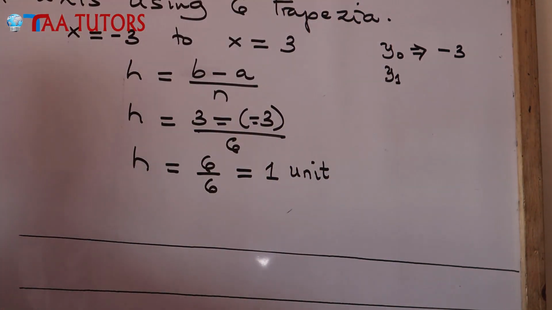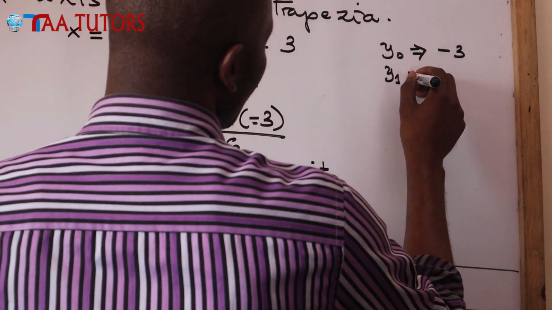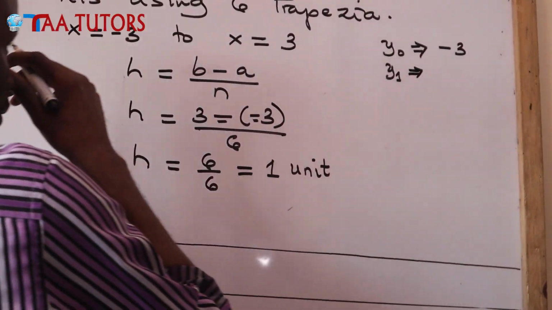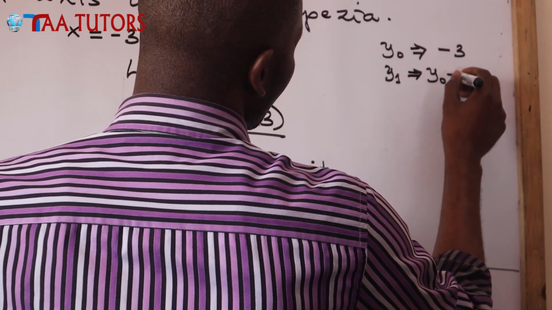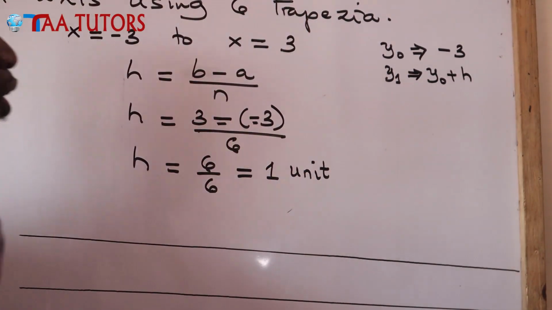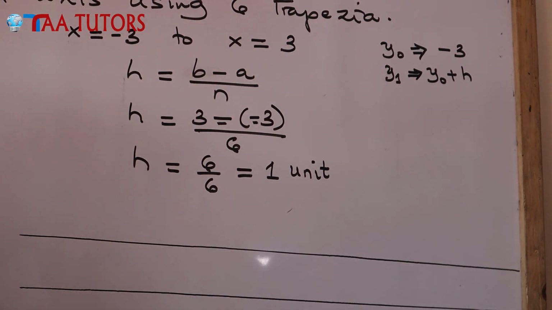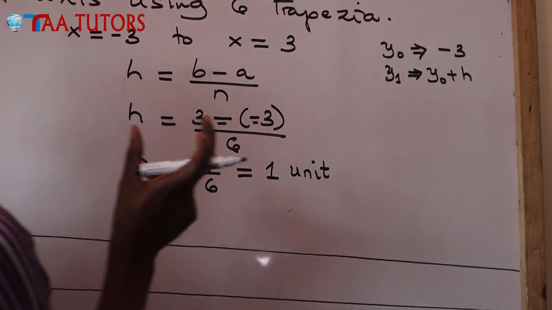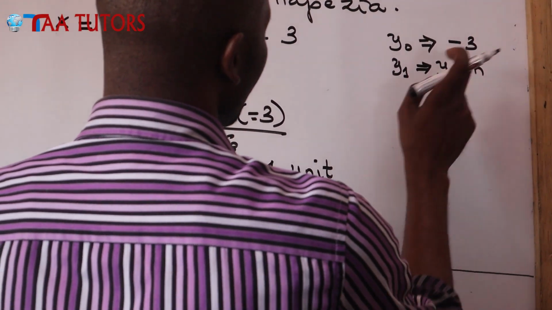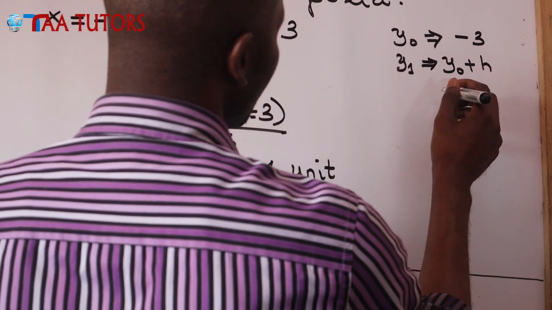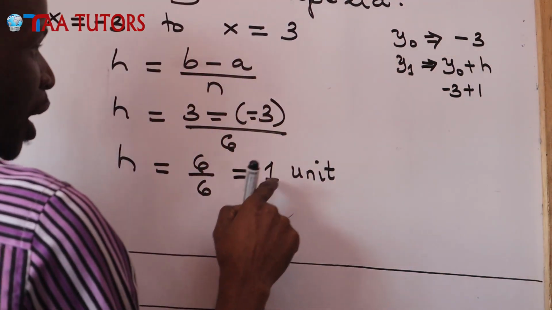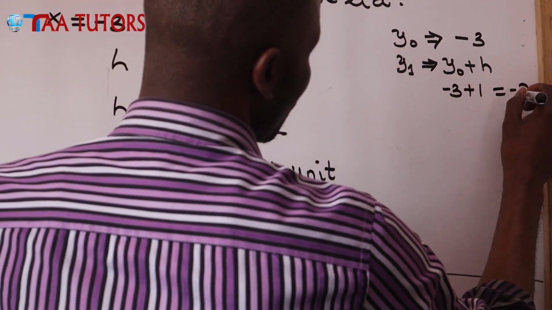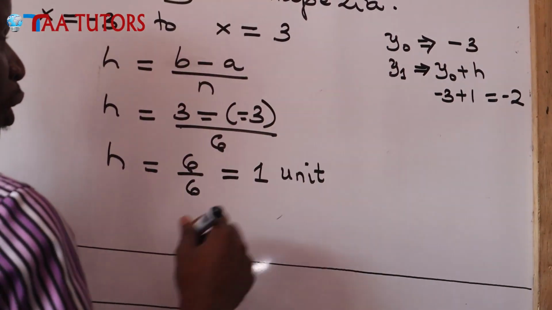The first value of y1 should be y0 plus h. Now h is the common height. So y0 here is negative 3. So I'll say negative 3 here plus 1, which is the height, will give us negative 2. So y1 is negative 2.